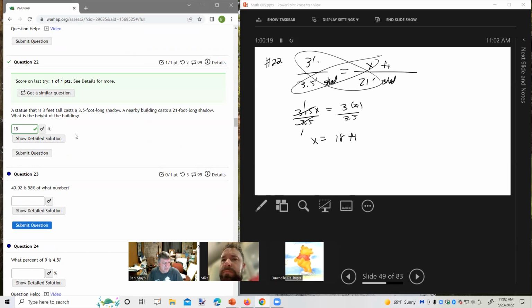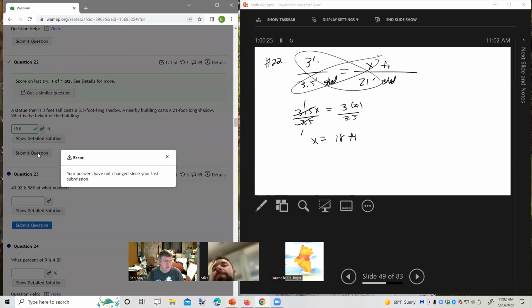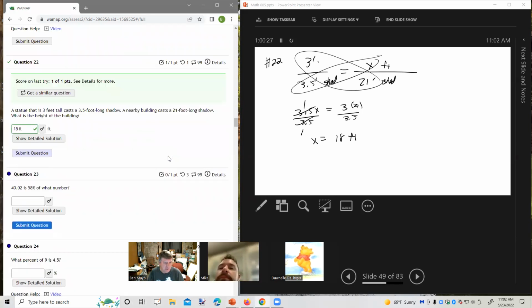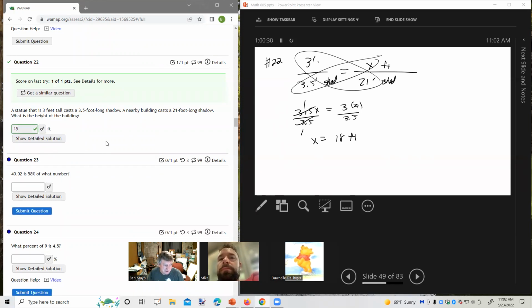This is something that people will miss. For instance, let's see what happens if I put units of feet in there, if it still accepts it. Oh, it did. Error. Oh, well. So apparently it lets you put the units in even if they're there, but it may not always do that. So my point is pay attention to what is in front of you there.